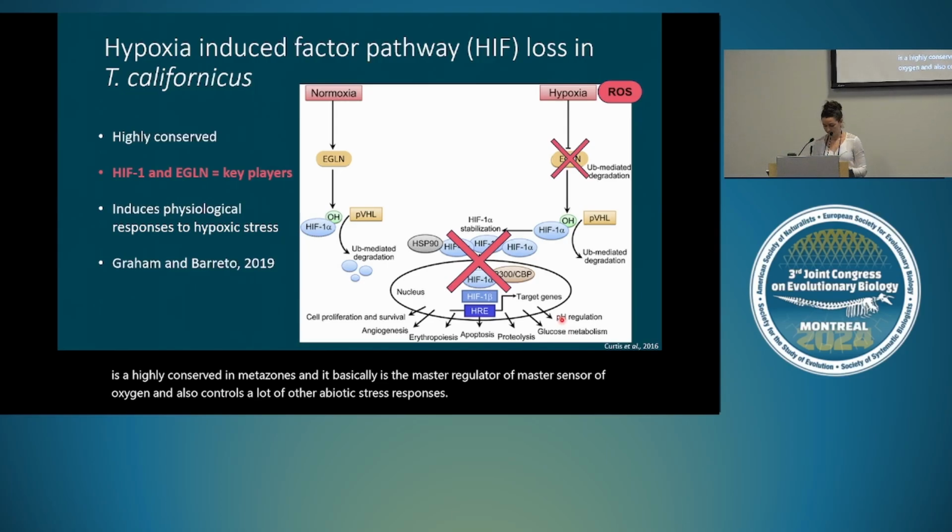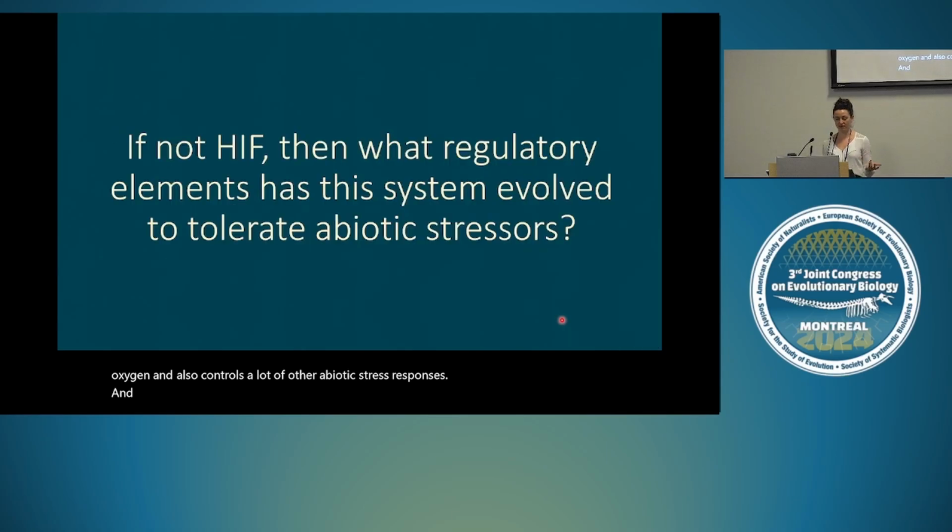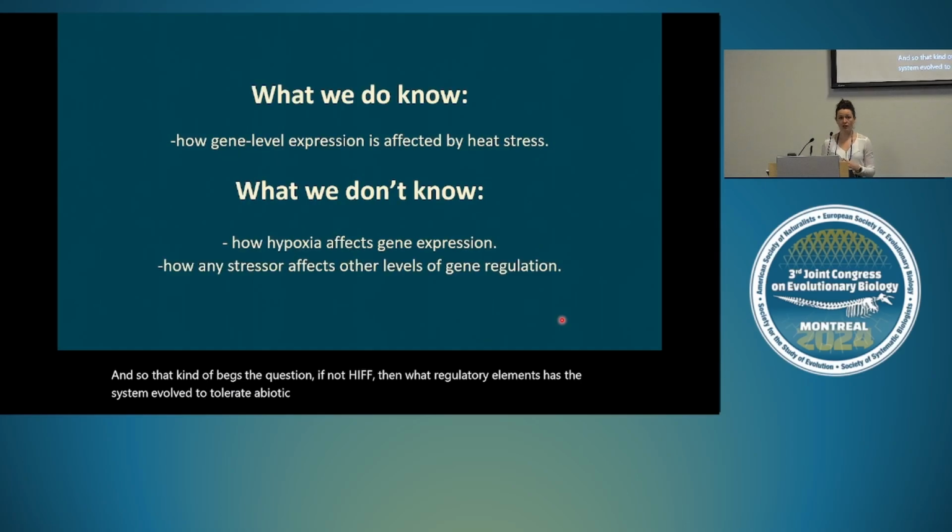And so that kind of begs the question, if not HIF, then what regulatory elements has this system evolved to tolerate abiotic stressors? So to delve into this, let's look at what we do know. So that's how gene expression is affected by heat stress. What we don't know is how hypoxia affects gene expression, and we know even less about how heat or hypoxia affect other levels of gene regulation.